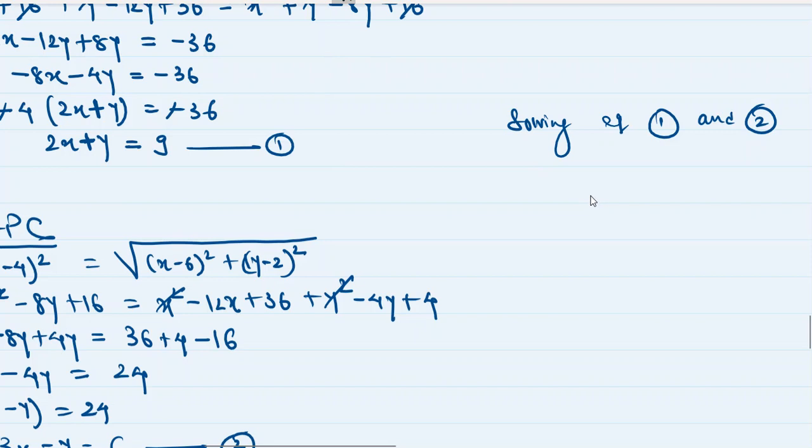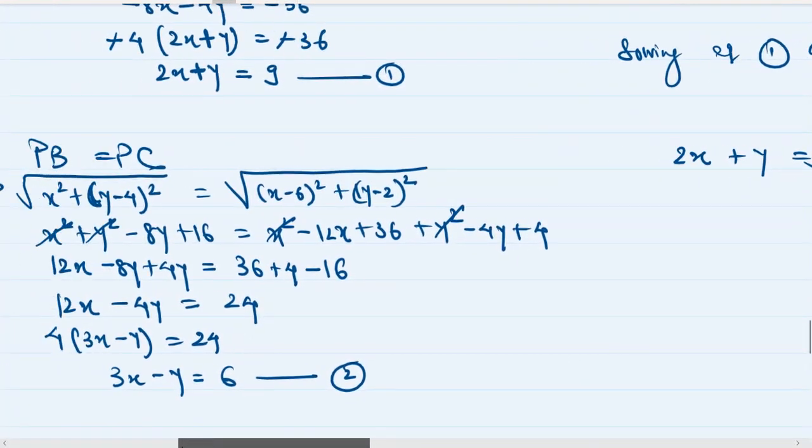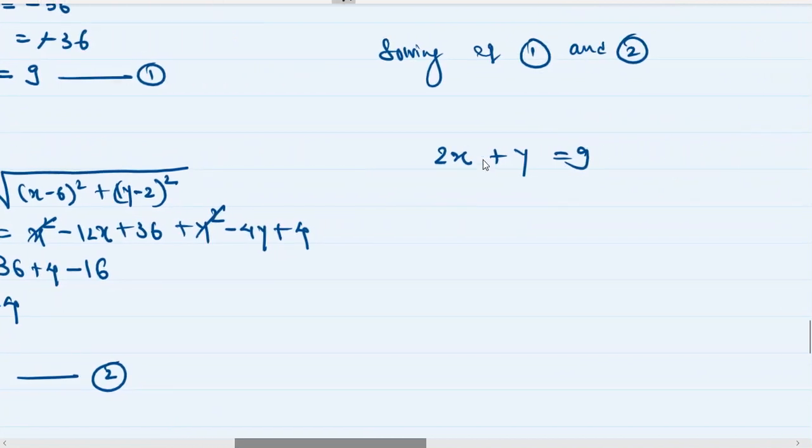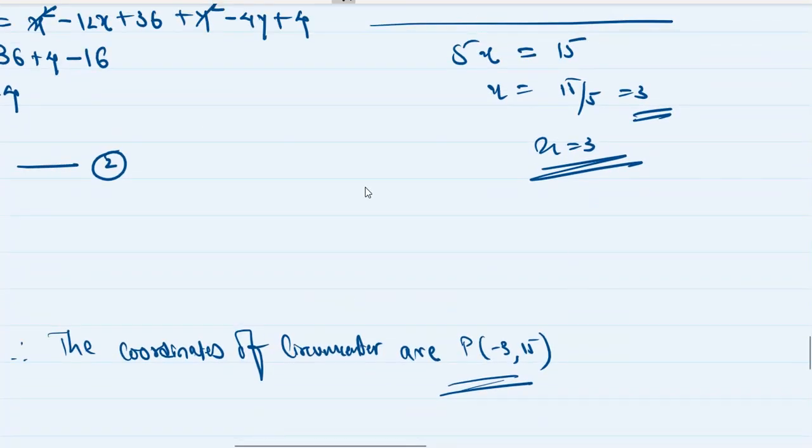Okay, so how we'll solve equation 1 and 2? See, equation 1 is 2x plus y is equal to 9. And equation 2, it looks correct to me. Equation 2 is 3x minus y is equal to 6. So if you add these two equations, what you'll get? 5x is equal to 15 and x is equal to 15 by 5, which is 3. x is equal to 3. Correct?